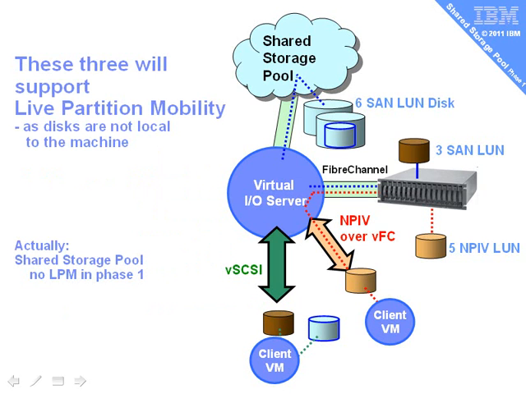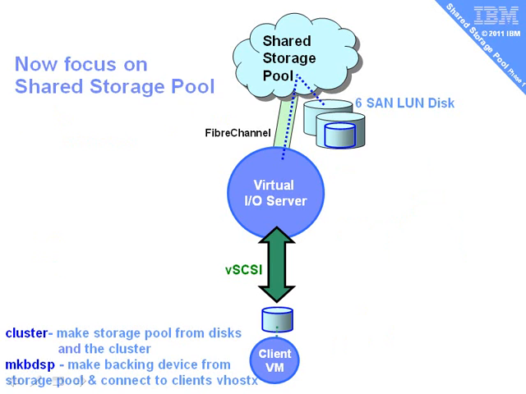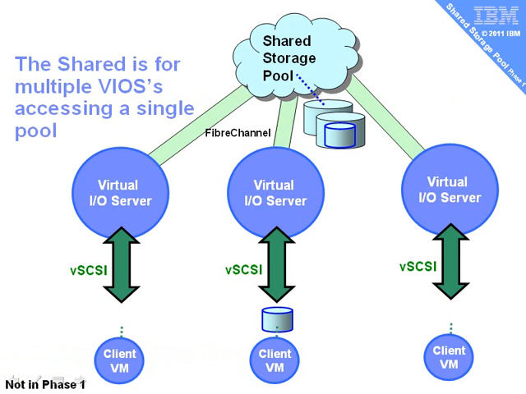Now while we're here, I want to point out that live partition mobility, which is already supported with SAN LUNs and NPIV LUNs, will in the future also be able to work with the shared storage pool devices. Not available in phase 1, but in later phases we will be able to do that. Now if we zero in on the shared storage pool, there are two commands that do the bulk of the work. There's first of all a cluster command, and this builds a cluster and then it assigns the disks to the storage pool. And then to assign space from that storage pool to the client virtual machine, we're using this same make backing device from storage pool command. And this allocates the space for the disk and it connects it to the virtual machine. Of course, it's called shared storage pool because we're actually going to share this pool across multiple VIO servers.